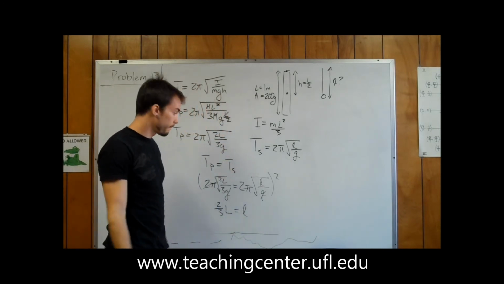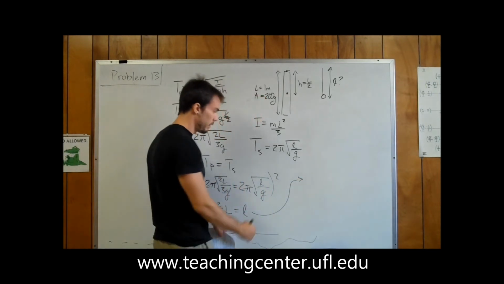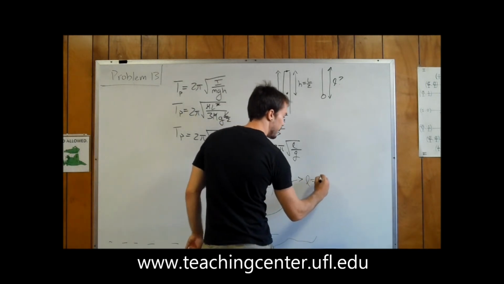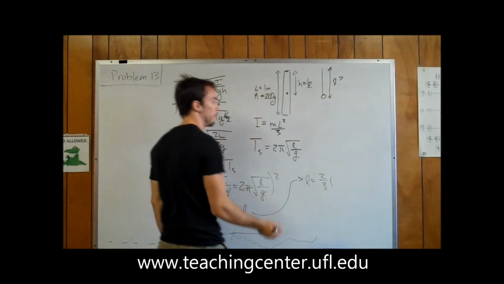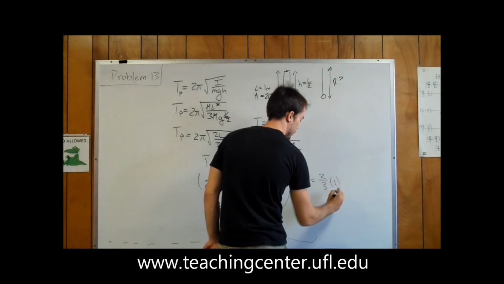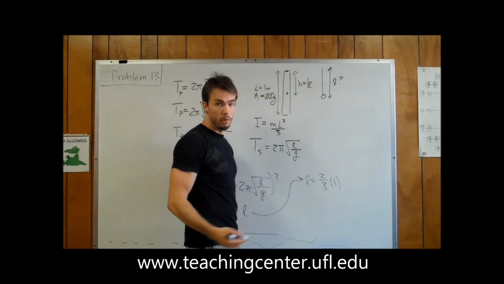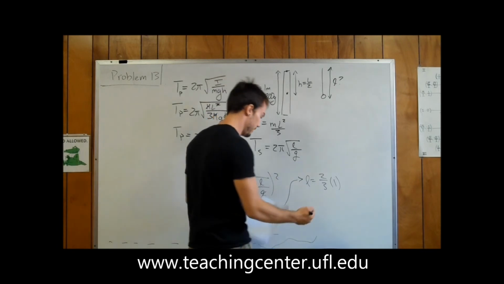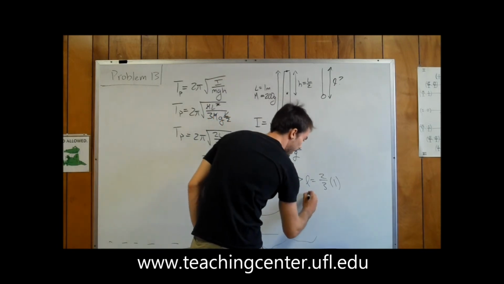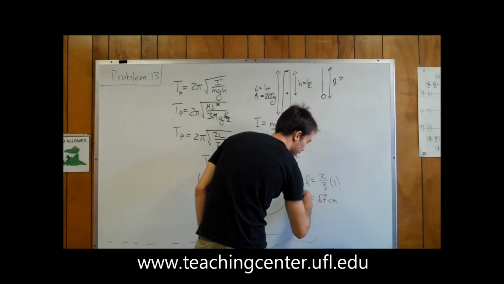Alright, so we know our lowercase l is going to be equal to 2/3 of capital L, which was given to us as 1 meter. So that's just going to be 2/3 of a meter, or 66.666666 centimeters, which they give it to you as 67 centimeters.